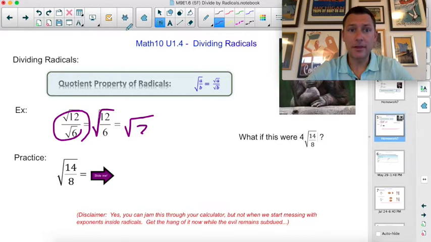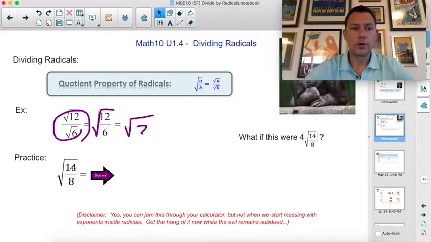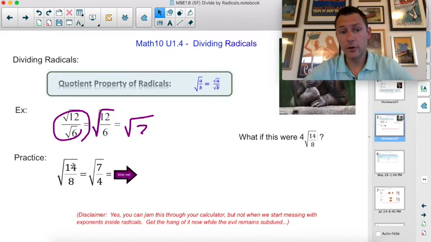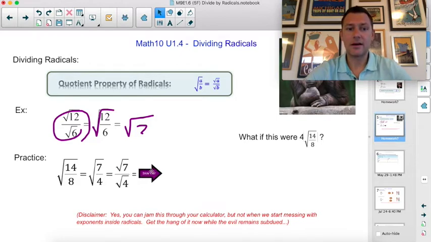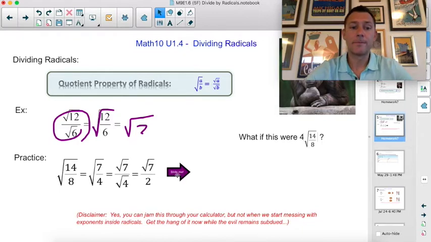If you did the same thing here, maybe you want to pause me and try it. You could take the root of the numerator and denominator first, or you could simplify the inside and make it root 7 over 4. I'm just simplifying the fraction first. And then take the radicals of the numerator and denominator and simplify that denominator. Root 4 is just 2, right? Then you can leave it.